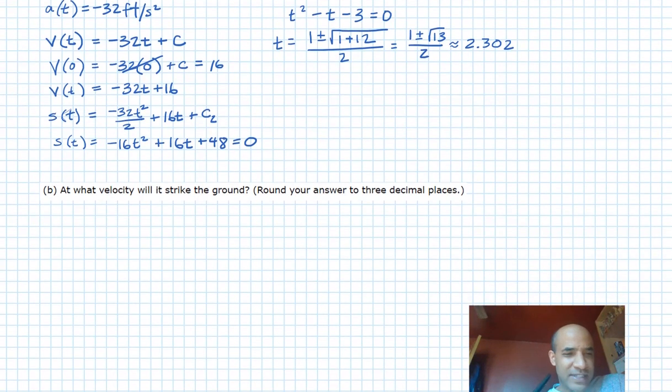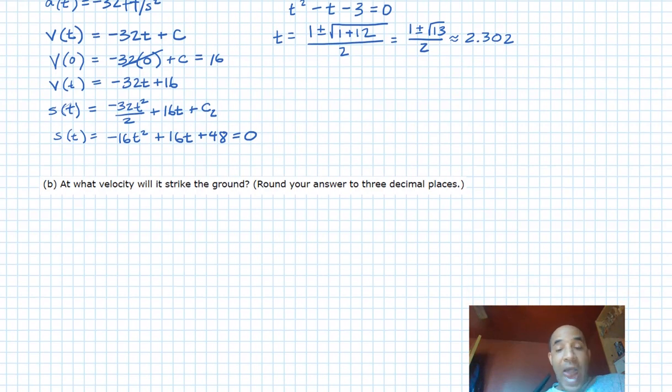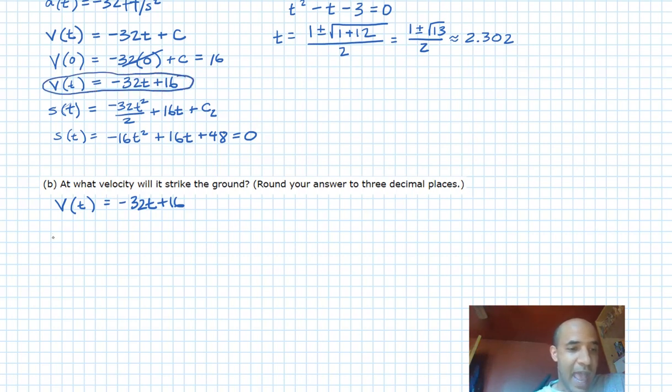And now the second part says, at what velocity will it strike the ground? After doing the first part, this part is relatively simple. Well, we know when it will hit the ground, and we've got a function for our velocity, right? V of t is -32 t plus 16. I'm just taking that straight from the previous work that we did with the velocity function, right? And now I know when it hits the ground. It hits the ground at time 2.302, just because we want to round to 2 decimal places, so I'm using 3 so that I get to round correctly here.